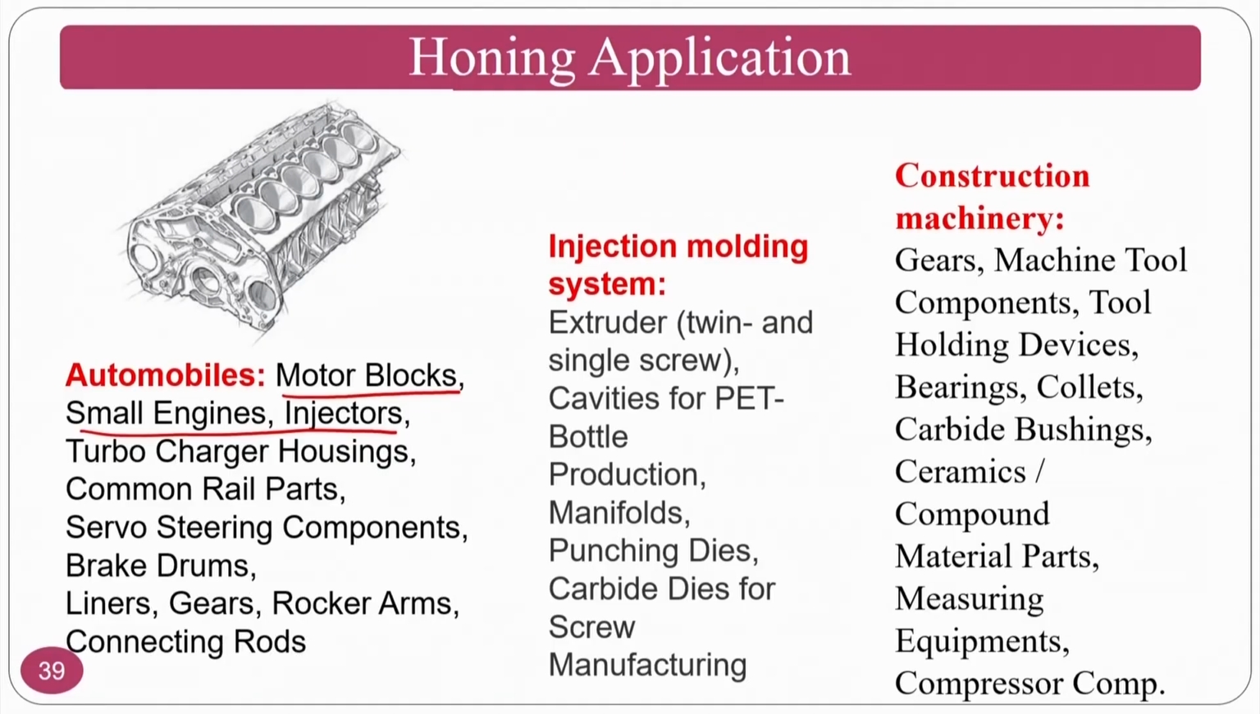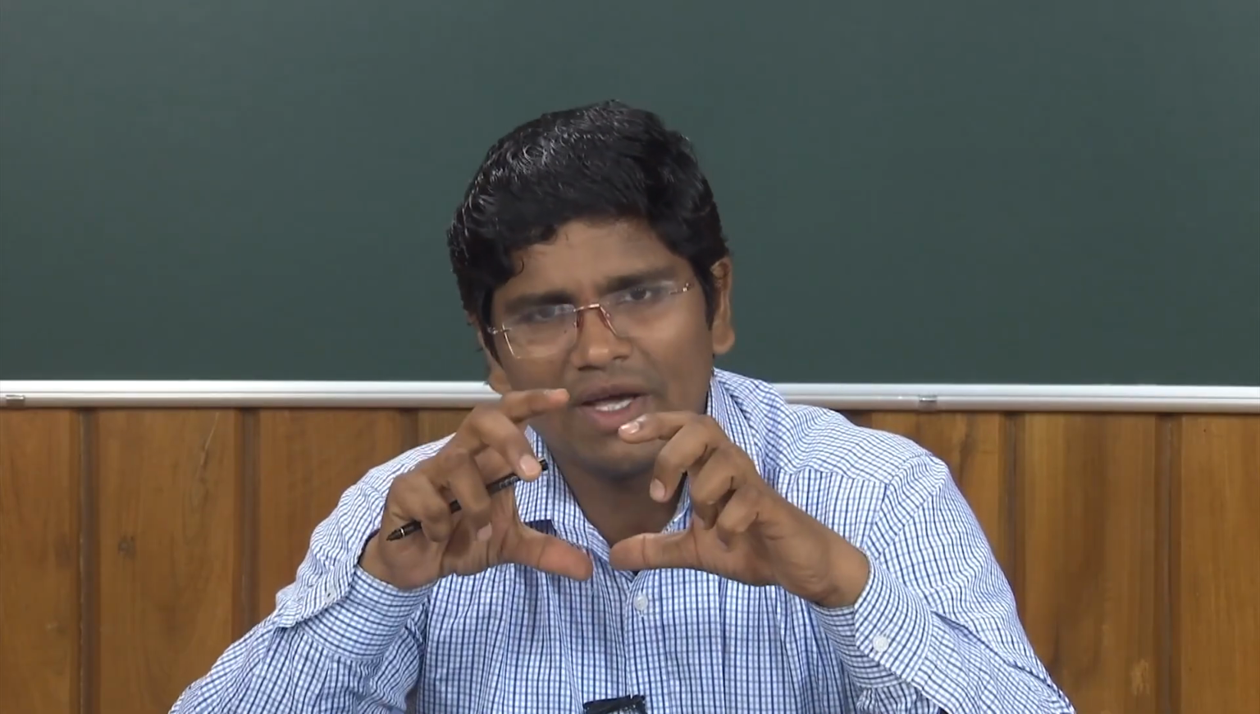For a basic example, if you take any bike, assume that a Hero Honda motor bike, Splendor or something, is there. Whenever you put your legs in between, there is an engine cylinder wherein the piston moves, and there you can see the fins and other things that are normally honed by the honing process only.